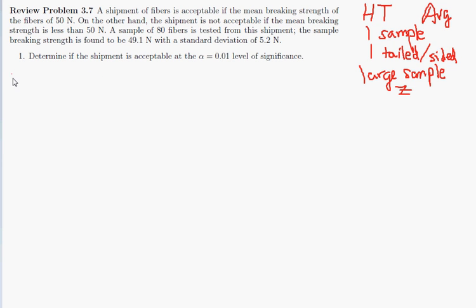The null hypothesis is going to be that the mean is equal to 50. If the mean comes out to be greater than 50, we certainly will not complain. And the alternative hypothesis is that the mean is less than 50.